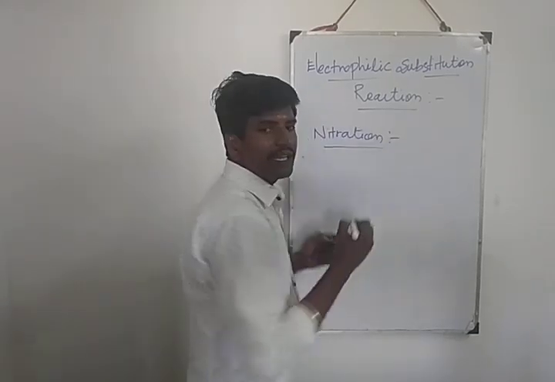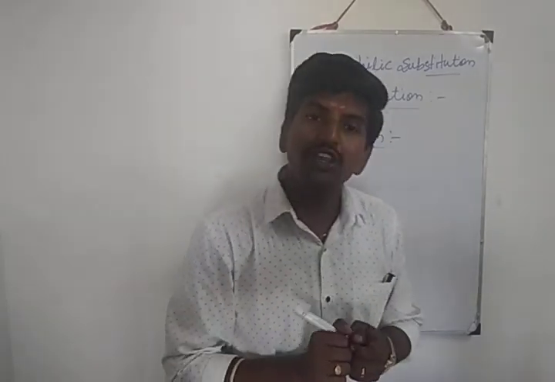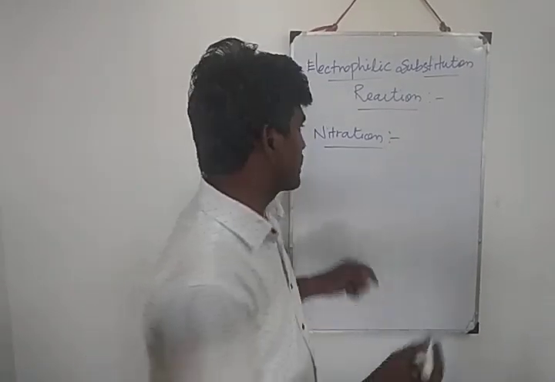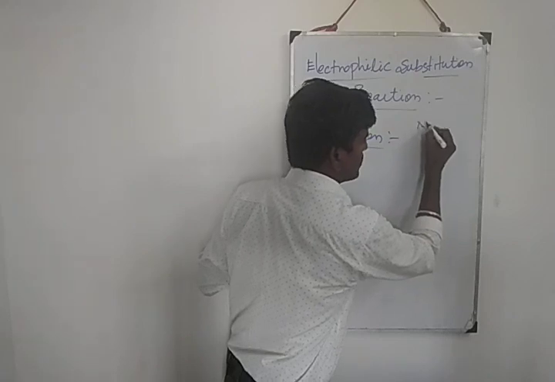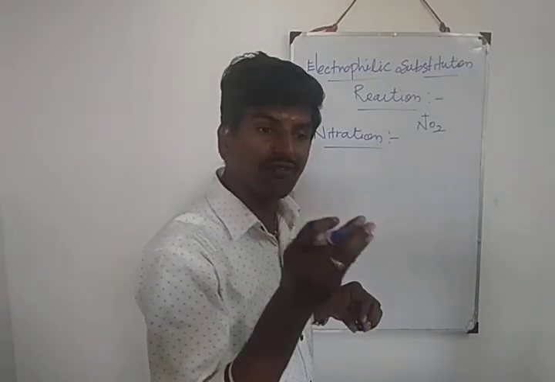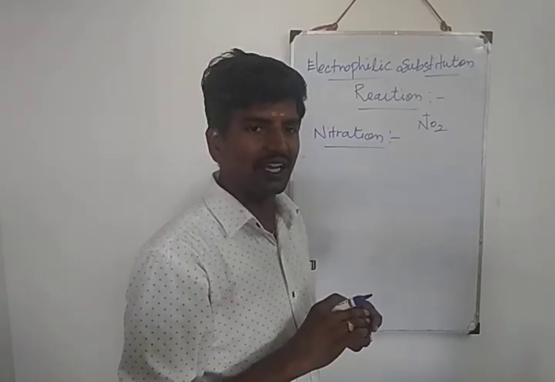What do you mean by nitration? Addition of nitronium ion to the reactant is called nitration. What's the symbol of nitronium ion? NO2 plus. Addition of NO2 plus ion, or addition of nitronium ion, is called nitration.